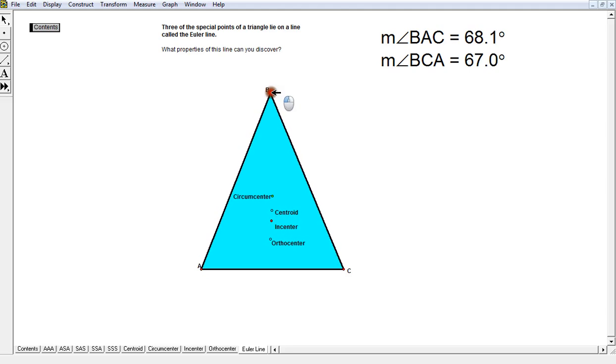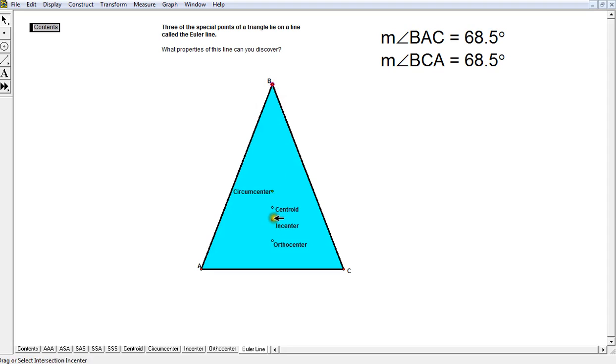I'm going to try to make it isosceles again by looking at these numbers. It's a little difficult to keep on tinkering with these numbers. There we go, right there. And so now we have an interesting question. What type of triangle would it be where all 4 points are on top of each other? So right now all 4 of them are on the same exact segment.